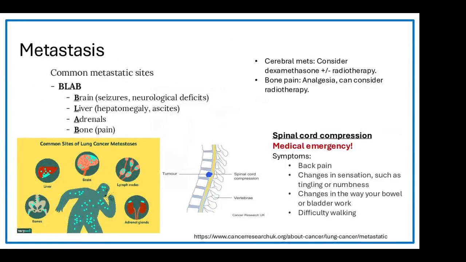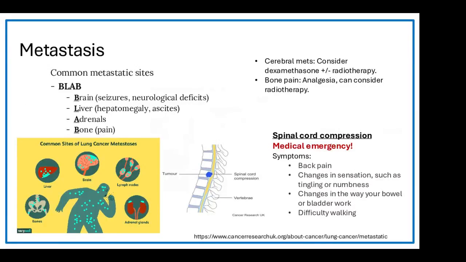Okay, so in terms of metastasis, we've got four common sites. An abbreviation would be BLAB: brain, liver, adrenals, and bones. With brain, people can present with seizures or any neurological deficits. We might want to do a CT head, looking for any cerebral mets, any signs of cerebral edema. Depending on those, we can consider treating them with steroids and/or radiotherapy to provide symptom relief. If people have bone pain, we try and manage it with analgesia. If it's not being managed with analgesia, then again, we can consider radiotherapy.